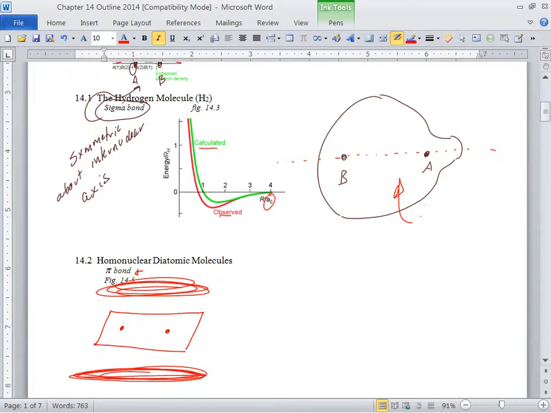Here's a sigma orbital because it's symmetric about the internuclear axis. This is what they classify as a pi bond. Sigma bond, pi bond.